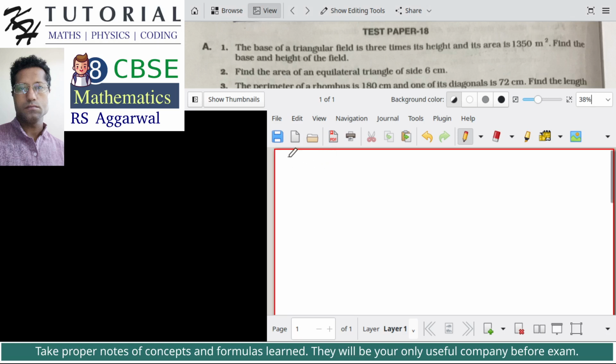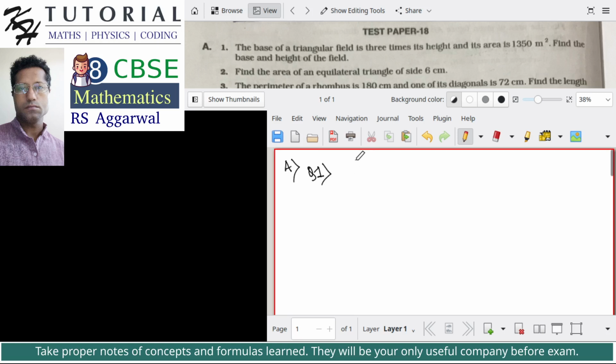This is section A, question number 1. It says the base of a triangular field is 3 times its height and its area is 1350 meter square. Find the base and height of the field. So we know that the area of a triangle is half into base into the height. It is saying that the base of a triangular field is 3 times its height.